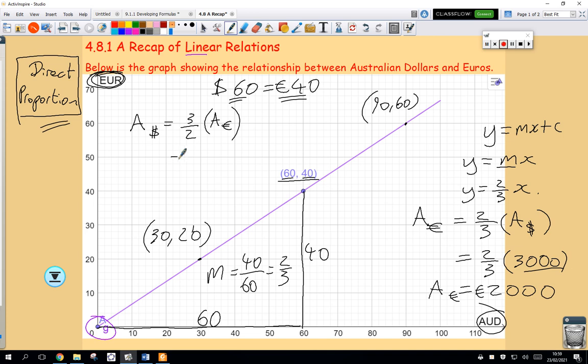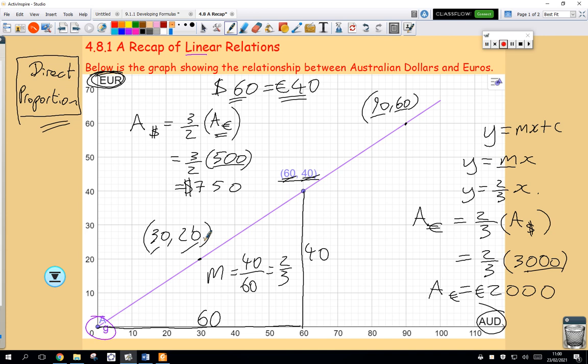Suppose I wanted to find out how many Australian dollars I would get for, say, 500 euros. Well, I'd have 3 over 2 times 500, the amount of money in euros. I'm using this formula here to convert from euros into dollars. Half of 500 is 250. 3 times 250 is 750 Australian dollars. So 750 Australian dollars is equal to 500 euros. 2,000 euros is equal to 3,000 Australian dollars. 90 Australian dollars, 60 euros. 60 Australian dollars, 40 euros. 30 Australian dollars, 20 euros. Etc., etc.